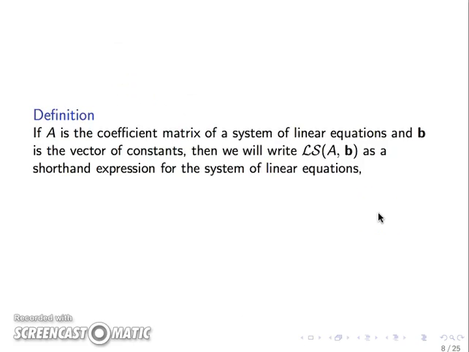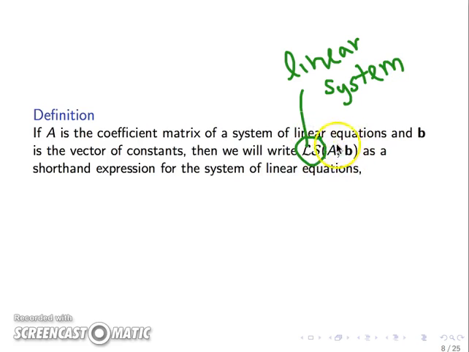A compact, short way of writing a system of linear equations is by using the letters LS, where L is for linear and S is for system. This is one way of referring to a linear system with matrix of coefficients A and the vector of constants on the right side of the equations B.